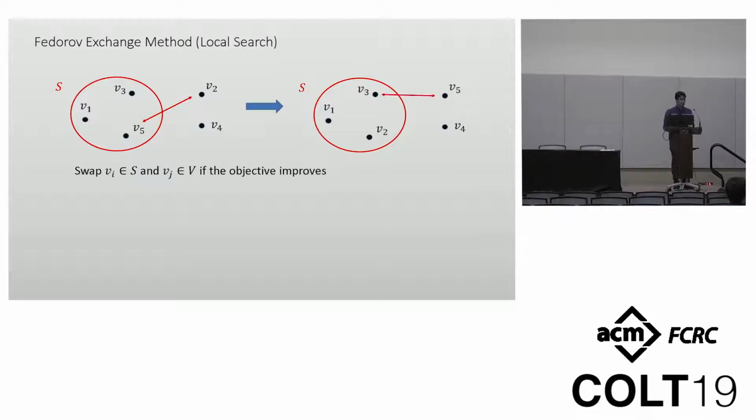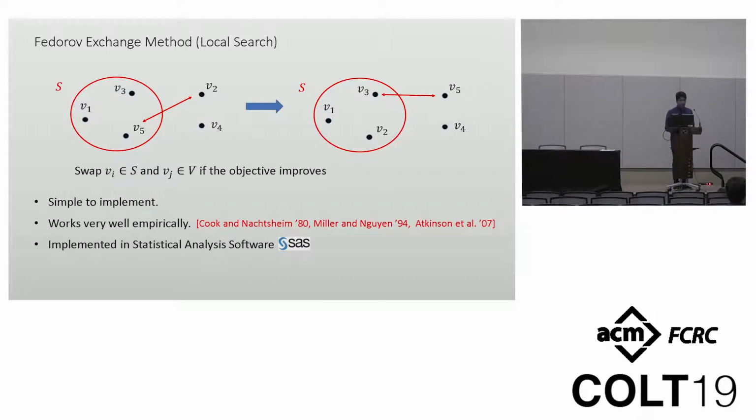So this is a fairly easy algorithm. It turns out that it works very well empirically as well. Over the past 30, 40 years, there have been a lot of papers showing experimentally that this works, and that's why it's implemented in several software packages. But even though we knew that this algorithm works very well in practice, there were no theoretical bounds proved for this algorithm.